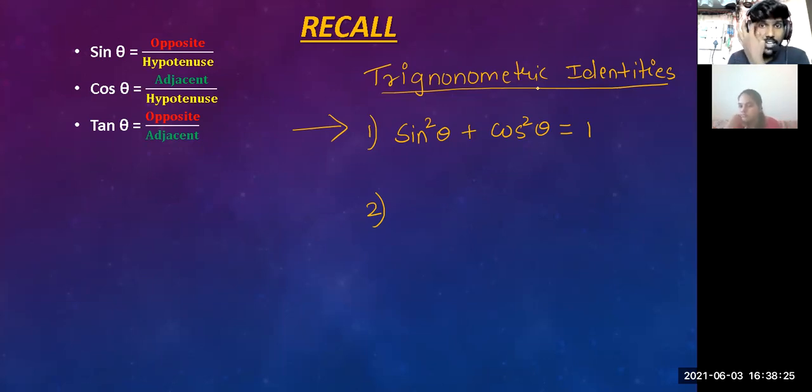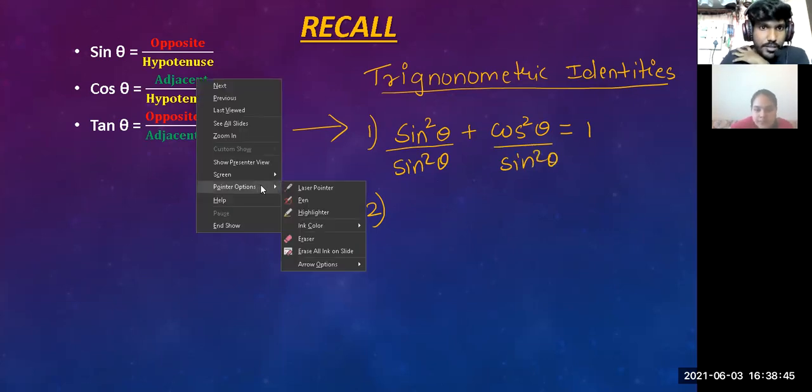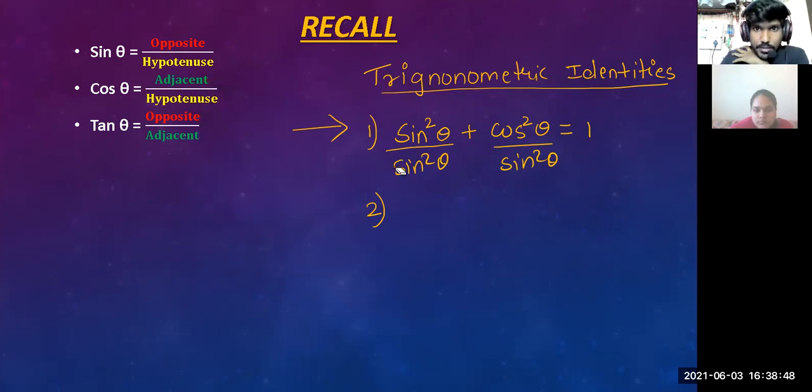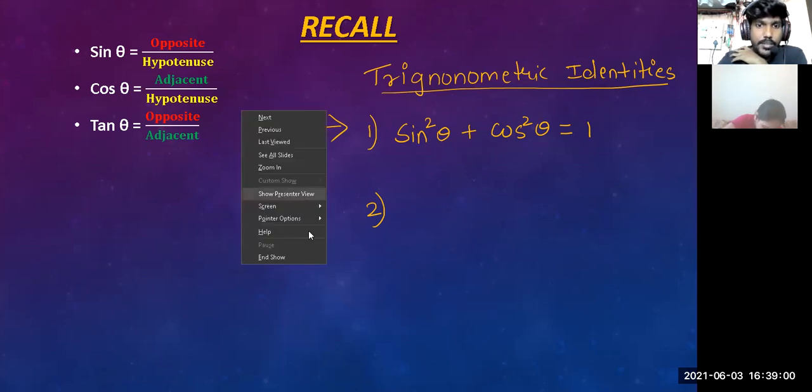Now to get the second one, suppose you don't remember, what you do is take this first identity and divide the entire equation by sine square theta. Okay, wait, before we do this, I want you to write along with me. Write the heading trigonometric identity and write the first formula: sine square theta plus cos square theta is equal to 1. Write down this. Once done, let me know.